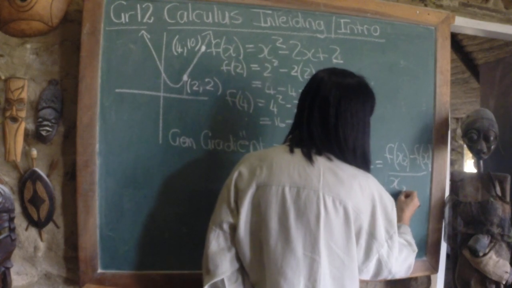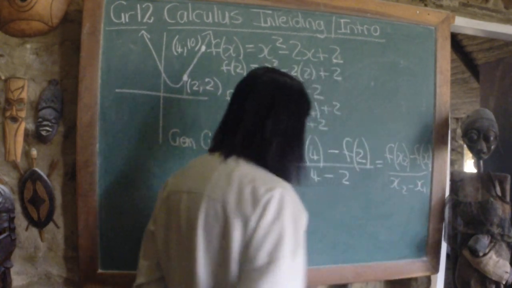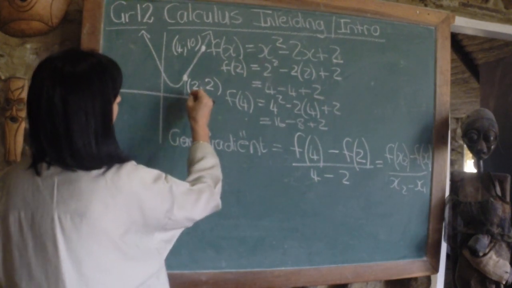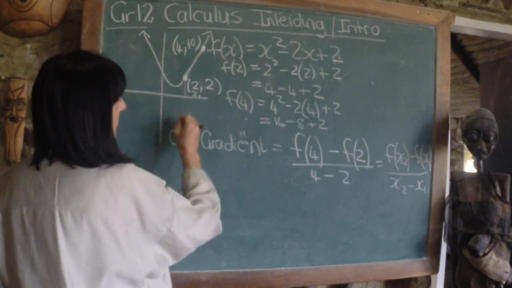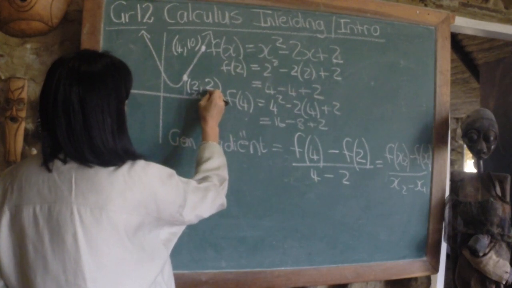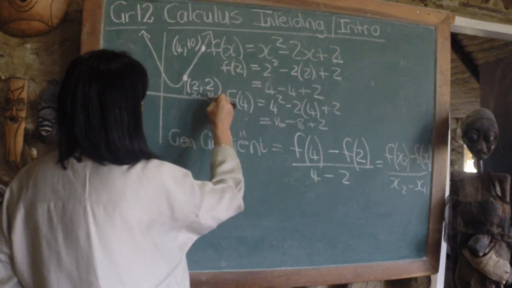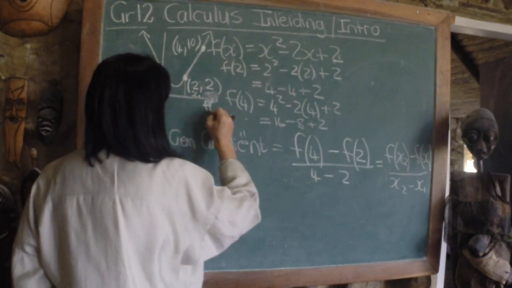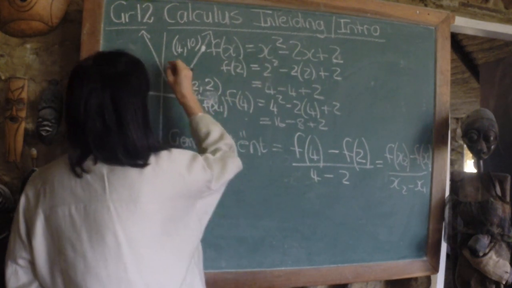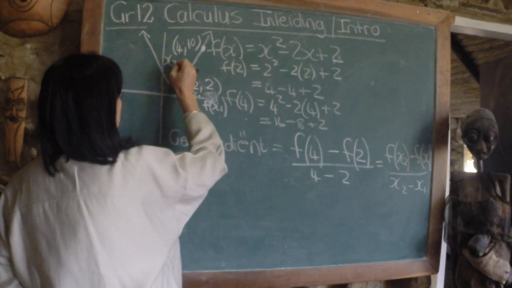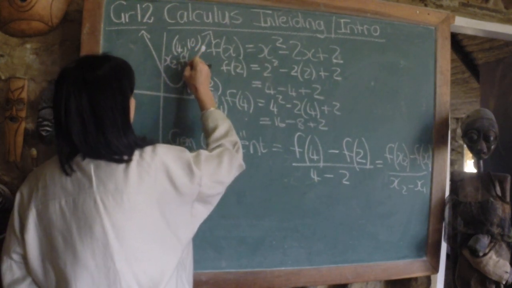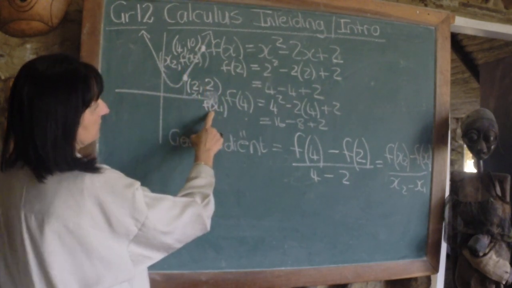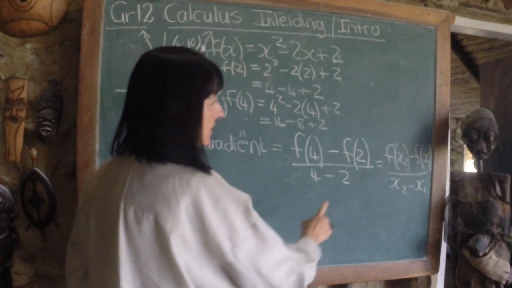on x2 minus x1. If I write it in terms of variables, this is my x1 and that's my y1. Or let's write it as f(x1). That's my x2 and that's my f(x2). Good, that is my formula.